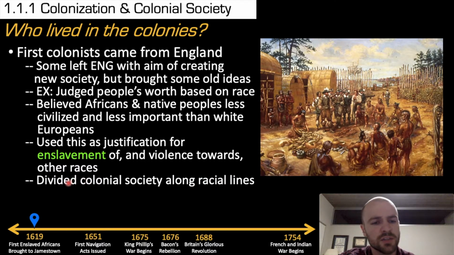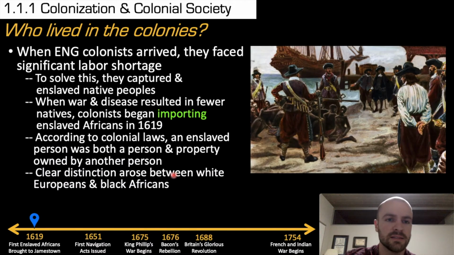So the English had really divided colonial society along racial lines. When the English colonists arrived, they faced a significant labor shortage, and this is why they had turned to slavery. You had many colonists that formed plantations in the New World. They wanted cheap labor to work the fields. So to solve this, they captured and enslaved native peoples.